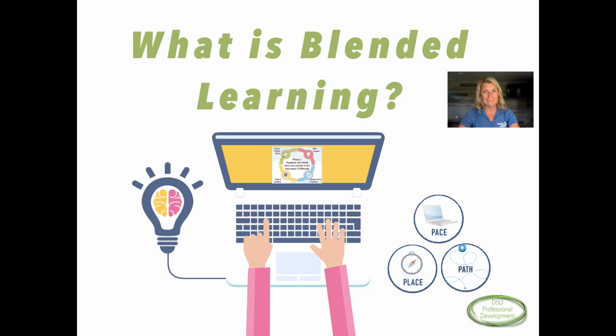Let me explain. Pace allows you to pick, you can spend as long as you need to work on a learning target. Once you've mastered that learning target, you can move on. Place, working online, offline, standing up, sitting down, working with a friend, working with a buddy, working with a teacher. Path allows you choice. You get to pick what you would like to work on first, second, and third. And finally, data. Data is going to drive your learning goals and objectives.